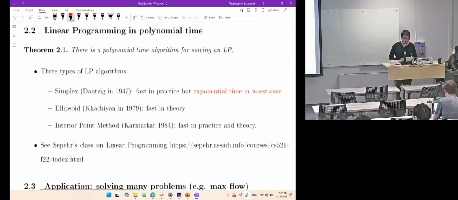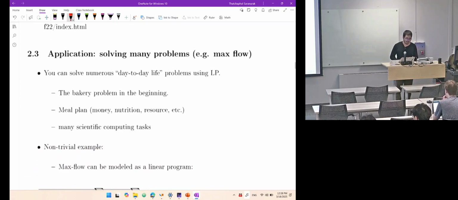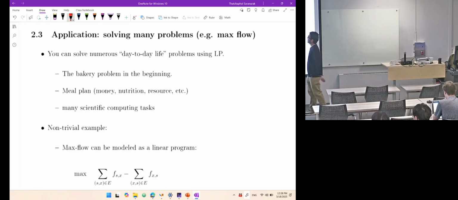But given that you know that any LP can be solved fast, you can see that this follows to many applications. You can use it to solve many day-to-day life problems, like to design new plans and so on. But actually, it's used a lot in scientific computing. I don't have a concrete example, but I hope you can imagine that LP is so expressive. It can capture so many things. But let's see one non-trivial example.